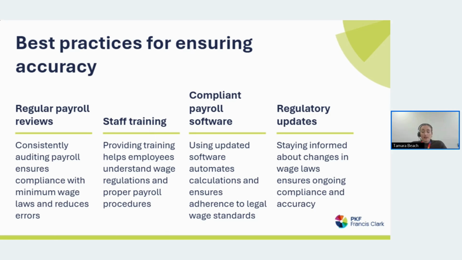Compliant payroll software, so making sure that you're using updated software. These can automate calculations and just ensure adherence to legal wage standards. Perhaps if you're using labour supply chains or agencies, confirm that they comply with national minimum wage laws. Employers do retain the responsibility for ensuring that workers in their supply chain are paid correctly. That's probably quite an important one to flag there. And then finally, regulatory updates. So staying informed about changes in wage laws and rates ensures ongoing compliance and accuracy. It's really important to apply the correct rate based on age and employment status. So apprentices, part-time workers, casual workers, etc.